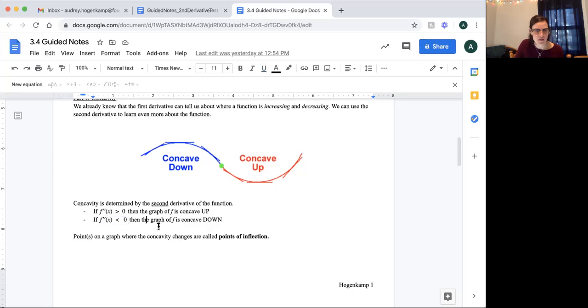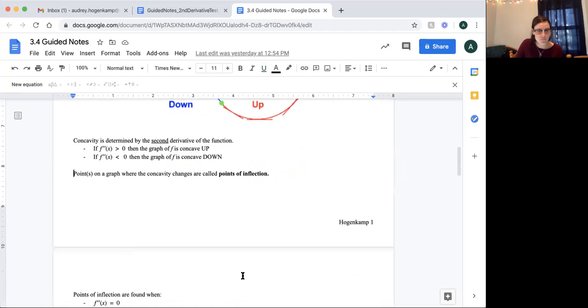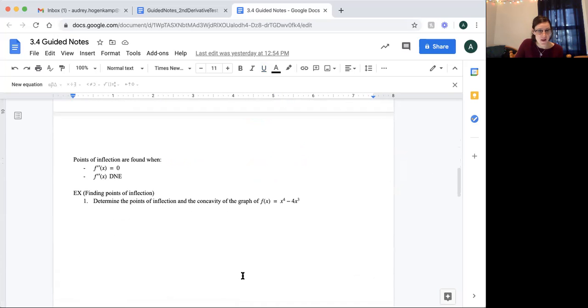I can't remember if I said that right, but points on the graph where the concavity changes are called points of inflection. So that little green guy right there, that would be a point of inflection because that is where our graph changes concavity. Points of inflection are found when the second derivative is equal to 0 or doesn't exist. So points of inflection are essentially the second derivative version of a critical number, right? Critical numbers are where the first derivative equals 0 or doesn't exist. Points of inflection are where the second derivative equals 0 or doesn't exist.